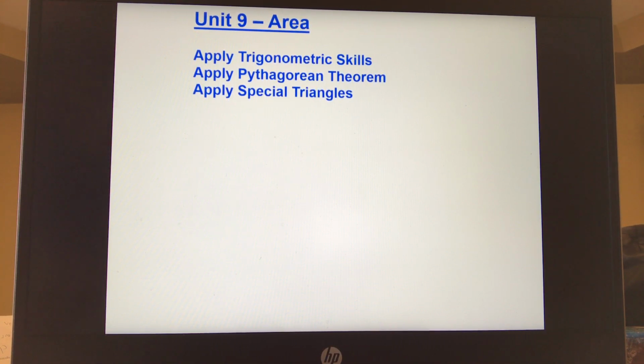And we're not talking middle school area. We're not talking elementary school area, which you've been doing since second grade probably. We're talking about applying trigonometric skills, Pythagorean theorem, special triangles, 30-60-90s, 45-45-90s, to find area, something much more realistic, much more practical, an application of things you've learned throughout this year.